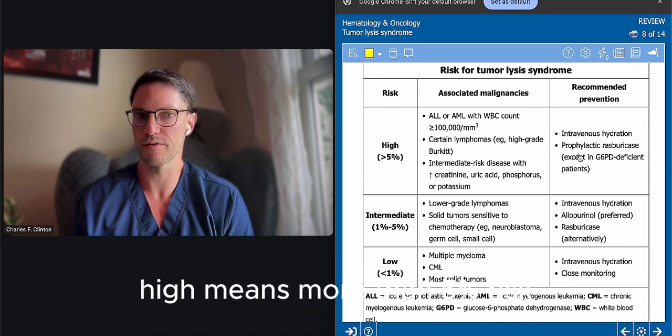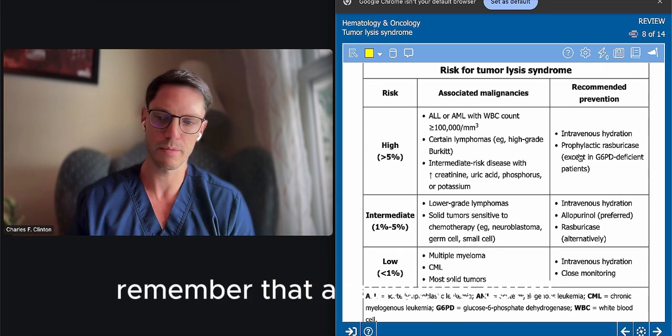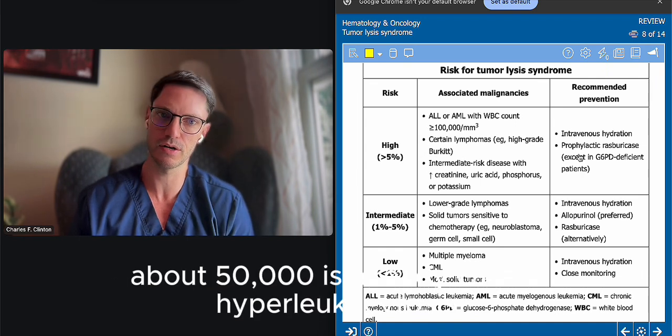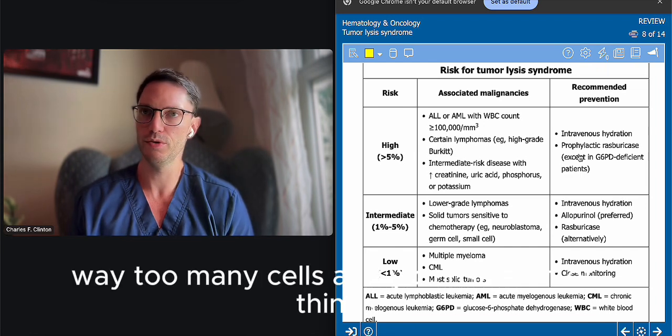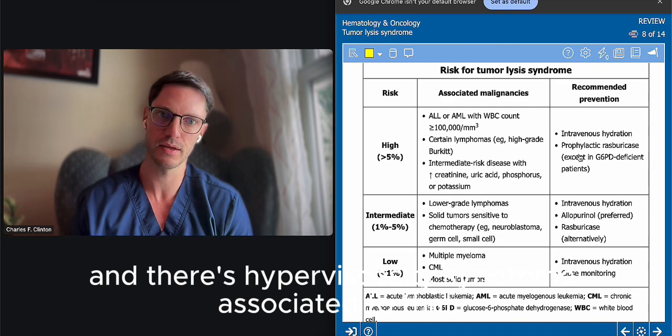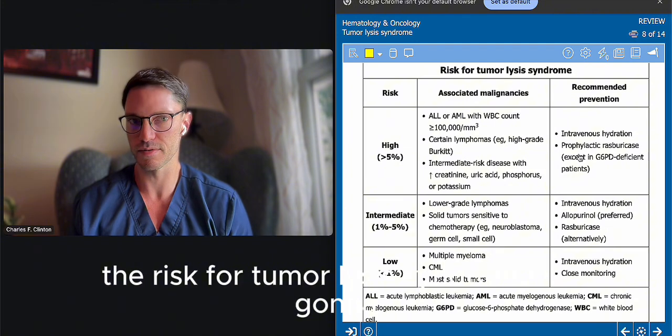High means more than 5% risk, and those are going to be ALL or AML with a blood count over 100,000. Remember that leukocyte count above 50,000 is already called hyperleukocytosis. So above 100,000, of course, you have way too many cells. You risk a lot of things, including hyperviscosity syndrome. And of course, when you give the chemotherapy, imagine all those cells breaking off, sloughing off. The risk for tumor lysis syndrome is going to be very high.